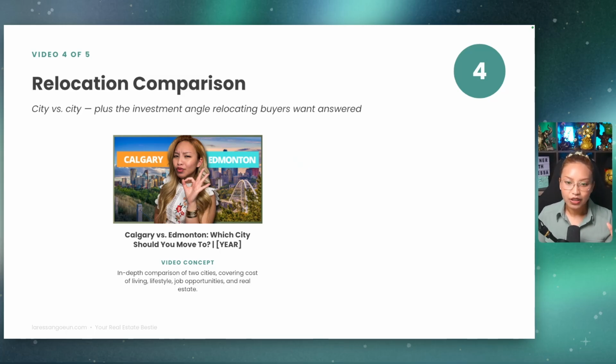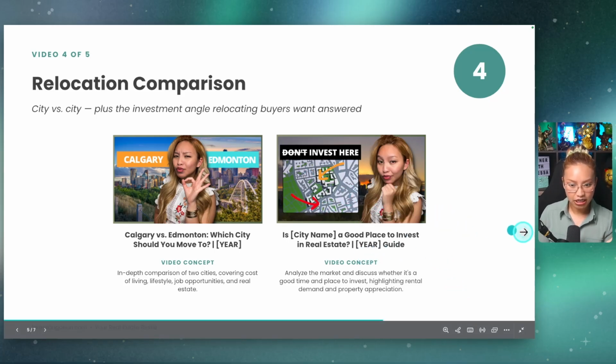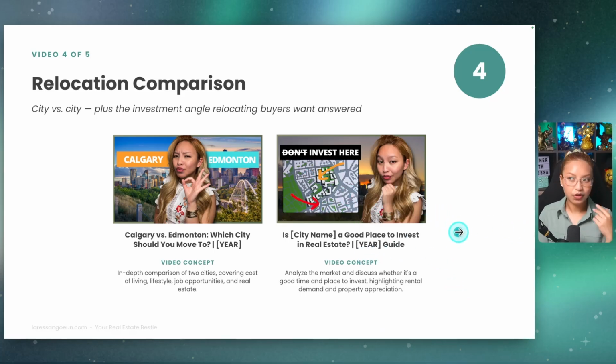The next one we have here is, is this city a good place to invest in real estate? So this is a little bit of a different angle if you are looking for investors, or looking for people who want to purchase a vacation home in your market, if you are that type of market. So that's another great video to do as well.